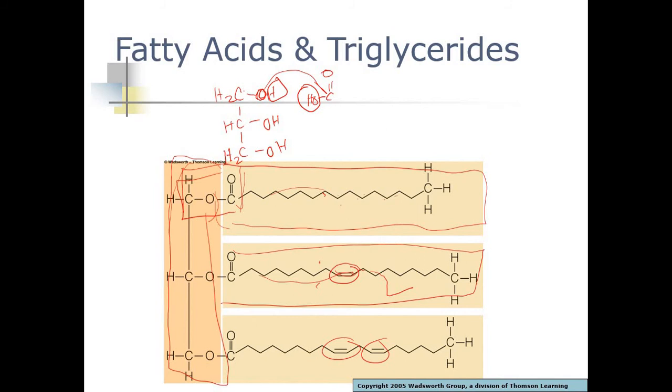So mao pud na nga ang chain length o ang saturation, katong sa first few slides nato, nga ang saturation affects the properties and the structure of a lipid or of a fatty acid, and in this case of the triglyceride. Okay?